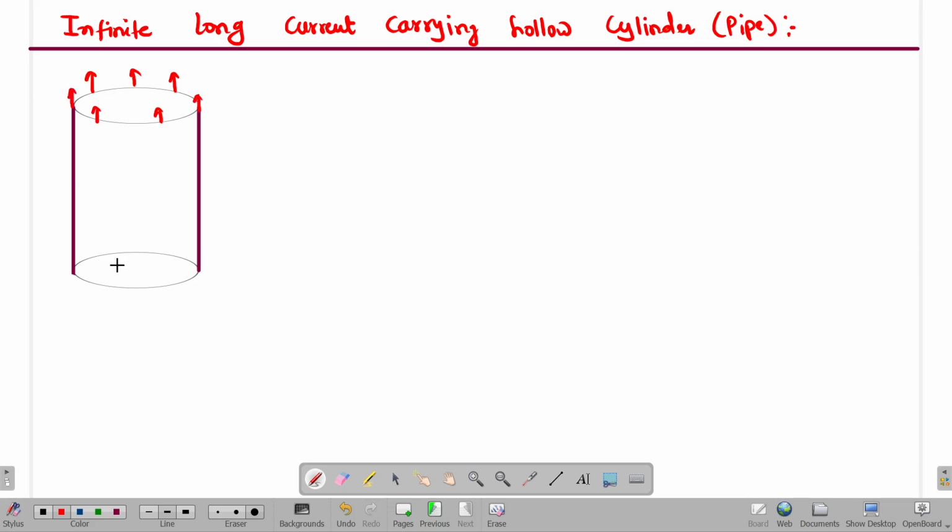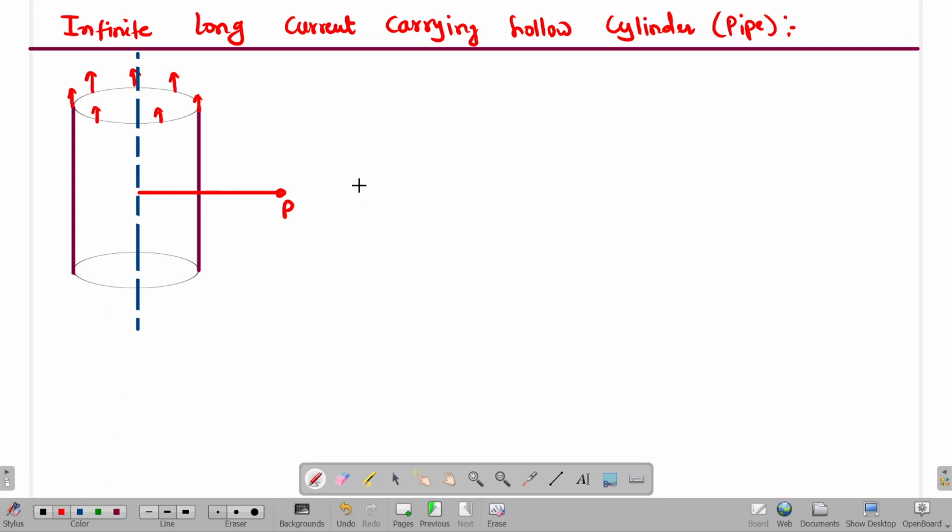And I want to find the magnetic field. Let us consider one axis of the cylinder. This is my axis of the cylinder. I want to find the magnetic field at some point P over here. We can have three different considerations: point P outside, then on the surface, then inside, then on the axis. Are you able to get me or not?